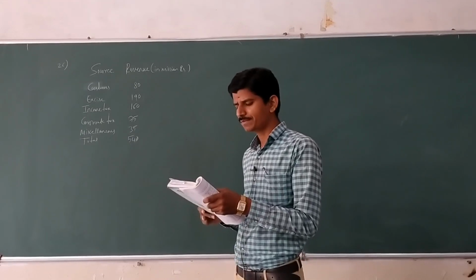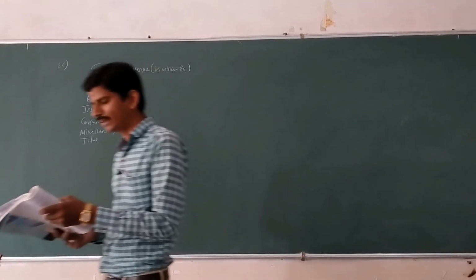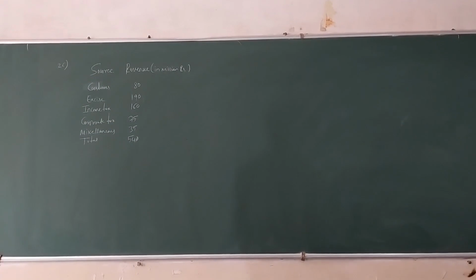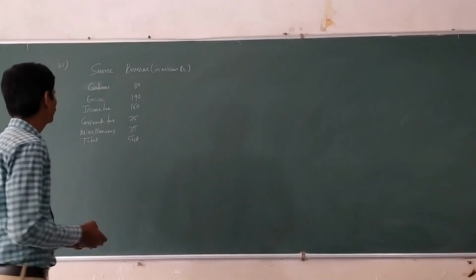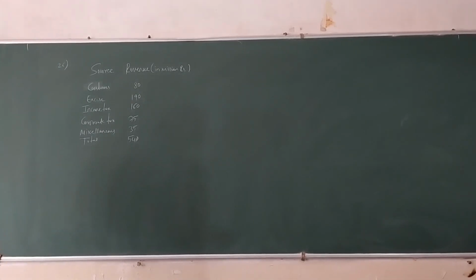Sources are customs, excise, income tax, corporate tax, miscellaneous and total. Here the revenues are measured in millions of rupees. The first one is 80, excise 190, income tax 160, corporate tax 75, miscellaneous 75 and total is 540.